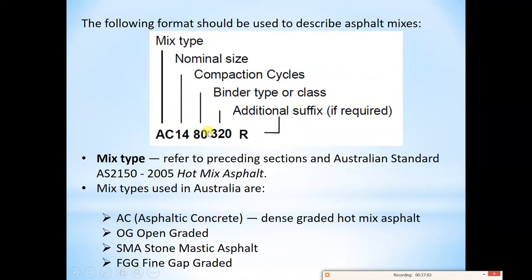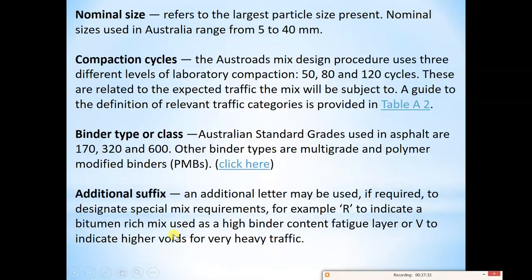Okay, and the binder type, the class of binder, is 320. This is a single grade bitumen, class 320. We could have other types, such as multi-grade asphalt, or the PMB, which is the polymer modified binder. R is the additional suffix. Additional letters may be used if required to designate special mix requirements.